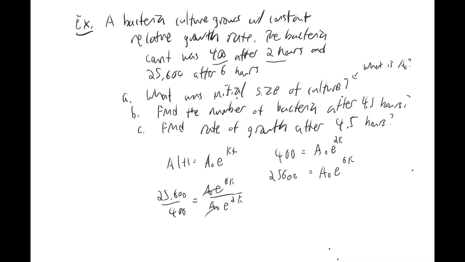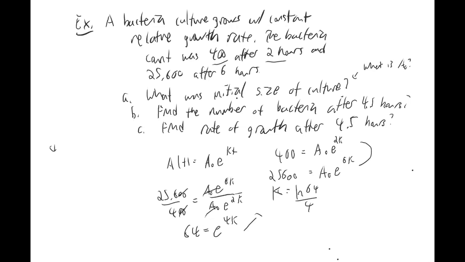So what do I get? What's 256 divided by 4? 64. And then you get e to the 4K, right? So take the natural log of both sides. K is the natural log of 64 over 4, right? So from here, you can solve for A naught. Just plug it into one of these equations.